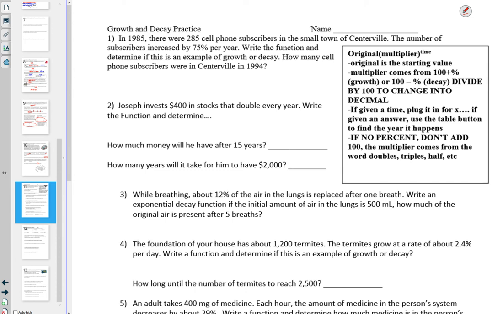Okay, so let's do, I hate using S's because my S's look like 5s, but all right, let's do an S for subscriber. What does subscribers depend on? Time, we're measuring time in years. What's the original amount? 285 times. How can I determine what my growth factor is going to be? Well, it's increasing by 75%. So how can I determine what that growth factor is going to be? That's the growth rate. How can I determine what the growth factor is going to be?